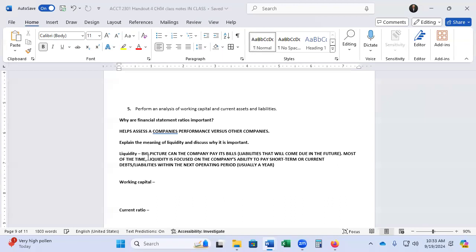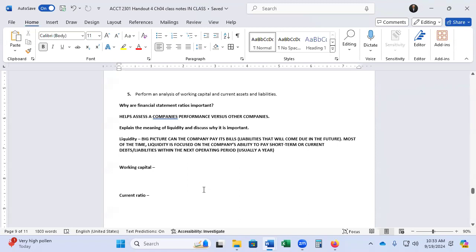So if you look up the definition of liquidity, it says, hey, we're going to look at just your short-term loans. But sometimes when people say the word liquidity, they can mean short and long-term. Can you pay your bills short and long-term? But truly, definitionally, liquidity is in the short term.